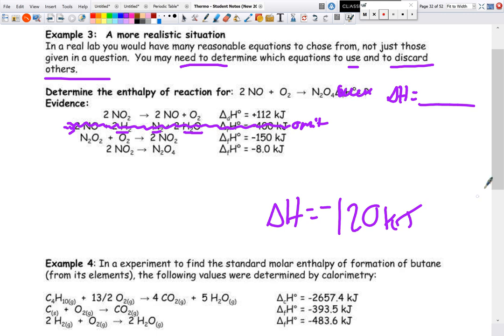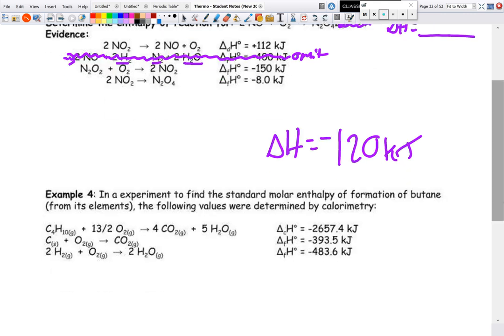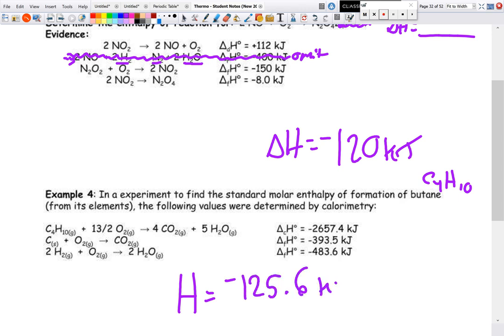All right, but you still need to make sure that you get this answer by manipulating only those 2 equations. And last but not least, when you write this out on the side, if you do example 4 correctly, you will notice that no equations are given, so you need to figure out the standard molar enthalpy of formation of butane, and butane is C4H10. H should be negative 125.6 kilojoules per mole, hopefully, if you do that one correctly. All right, so try those, see if you can get those answers. If you don't, definitely make sure to contact me so we can try to figure something out.